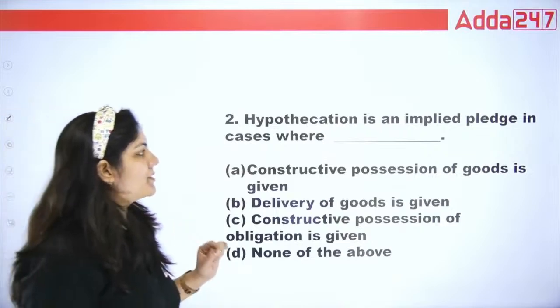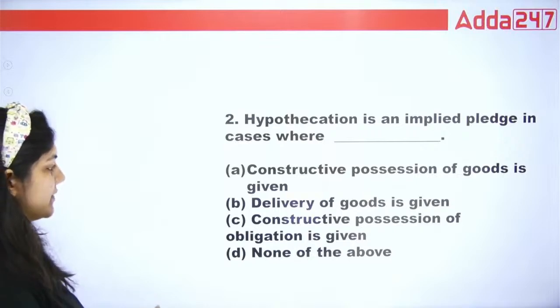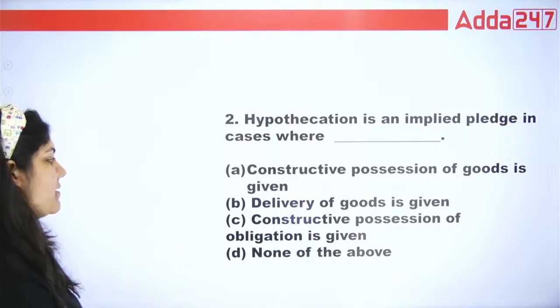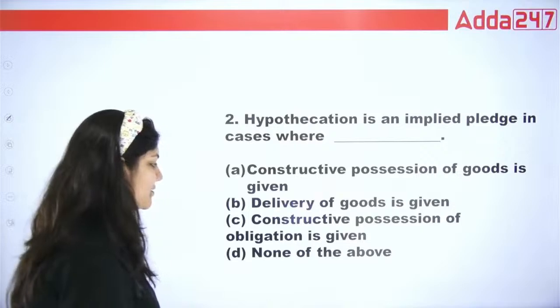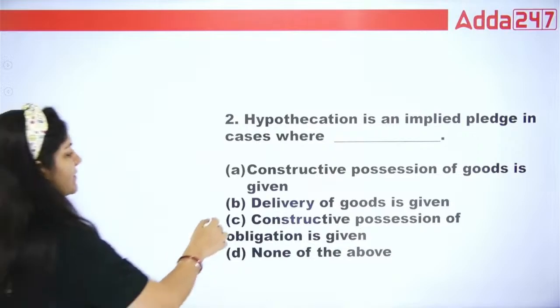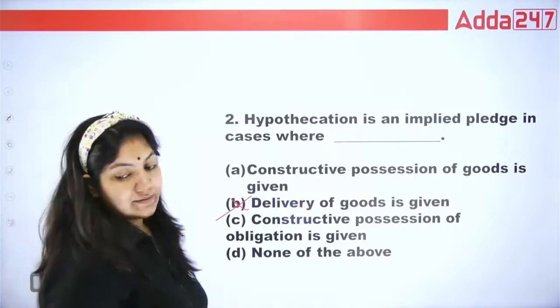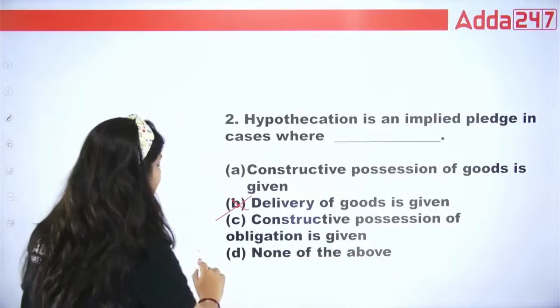Okay, so hypothecation is an implied pledge in the cases where constructive possession of goods is given, delivery of goods is given, constructive possession of obligation is given, or none of the above. Tell me, guys. Delivery of goods, this is not the right answer. Constructive possession of obligation is given, this is not the right answer. The right answer is none of the above.